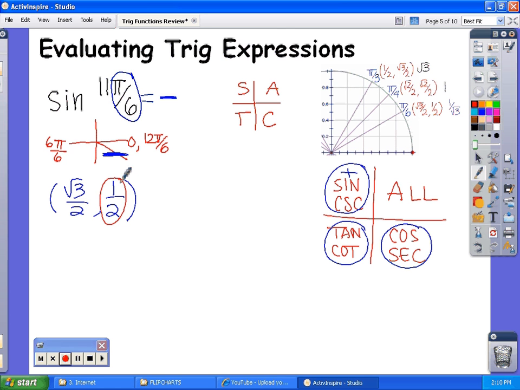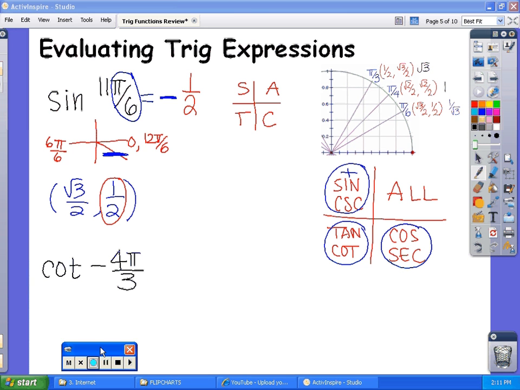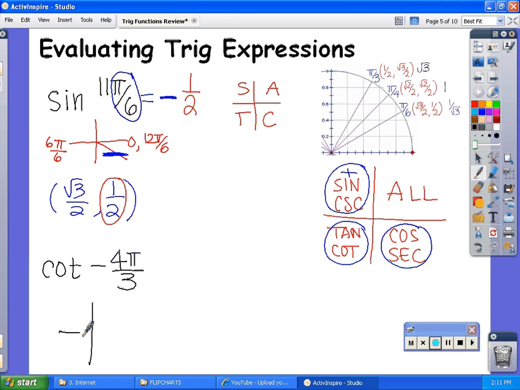Let's try another example. We'll do cotangent. Cotangent of negative 4 pi over 3. So your negatives, that is where you will rotate the other way. So you'll be in standard position, and instead of going the positive direction, we are actually going to rotate the negative direction. So here's 0. Rotating around this way, this is 3 pi over 3. And that's all I need because the next one would get me 4 pi over 3. So we are definitely in quadrant 2.